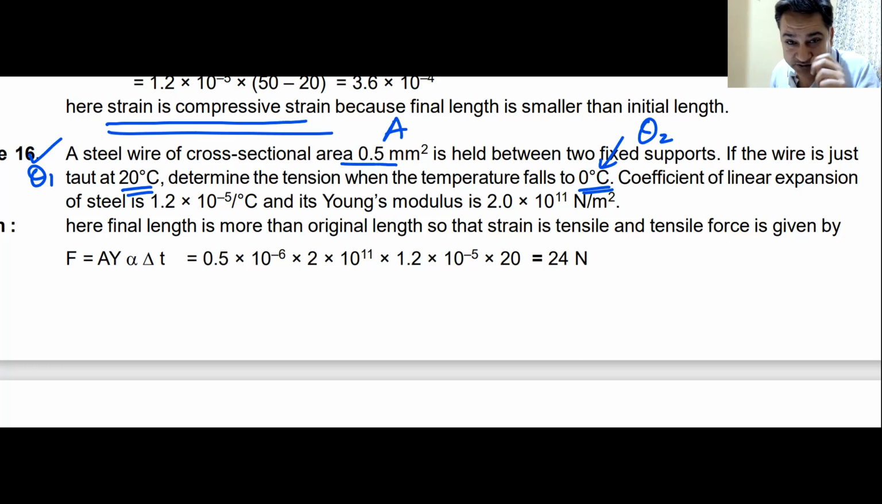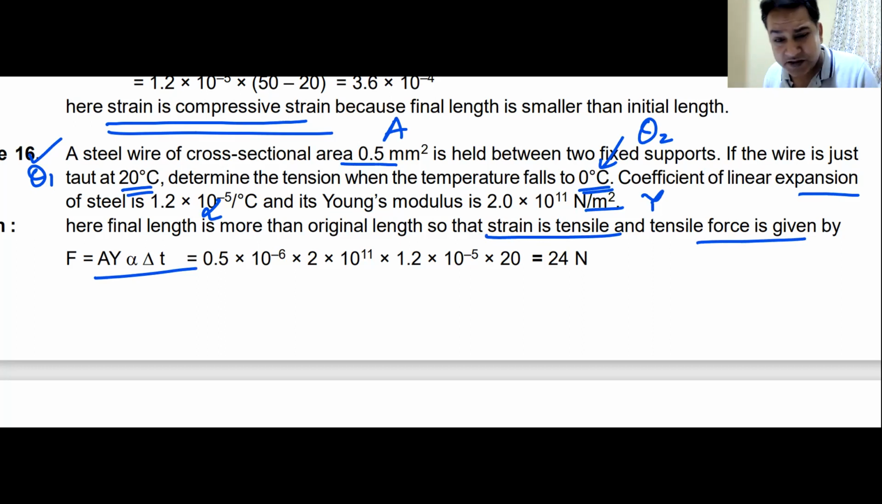What type of stress or strain will be developed? Coefficient of expansion is alpha. Young's modulus is Y. What type of stress or strain is developed? It cools down, so tensile. See, the answer is here. The strain is tensile and the tensile force is given by this formula. You put the values, you get the answer and you stay happy.